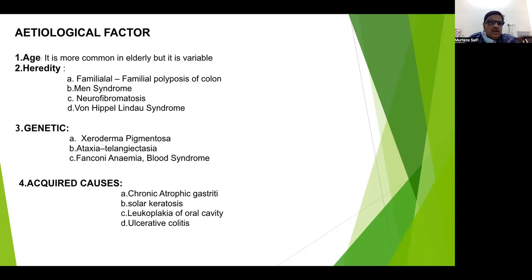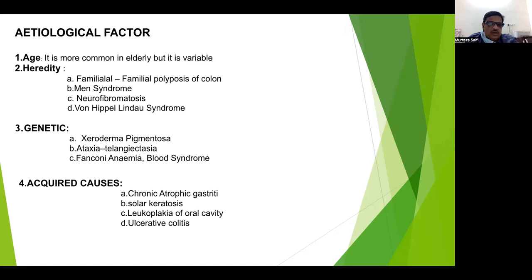Second, hereditary, like familial polyposis of the colon. Multiple endocrine neoplasia syndrome, neoplastic syndrome. Third, neurofibromatosis. Fourth, Von Hippel-Lindau syndrome. These are all hereditary. Next is genetic, like xeroderma pigmentosum, ataxia telangiectasia, Fanconi anemia, and Bloom syndrome.